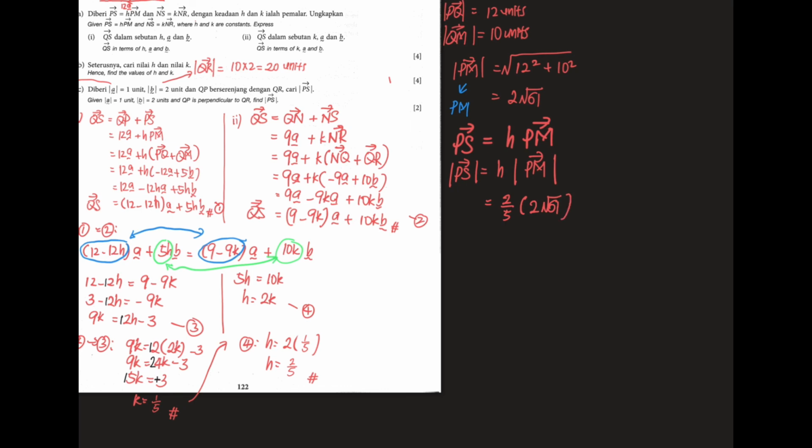Then just press calculator, 2 square root 61 times 2/5. Which is 4 square root 61 over 5, or 6.25 units. So this is correct.